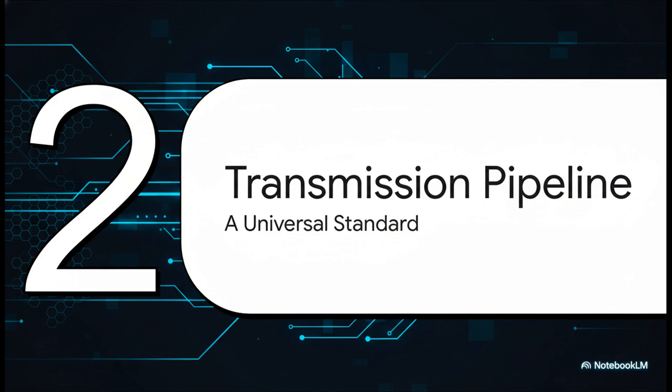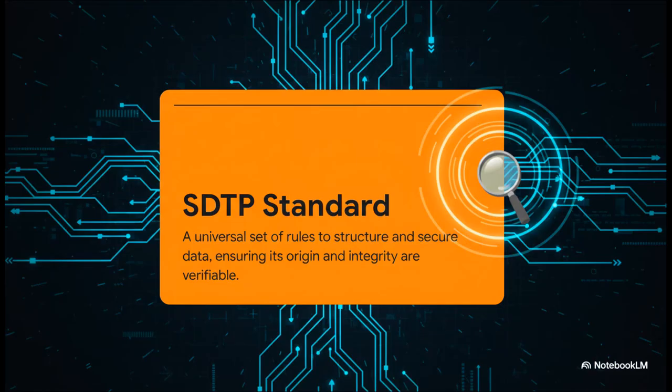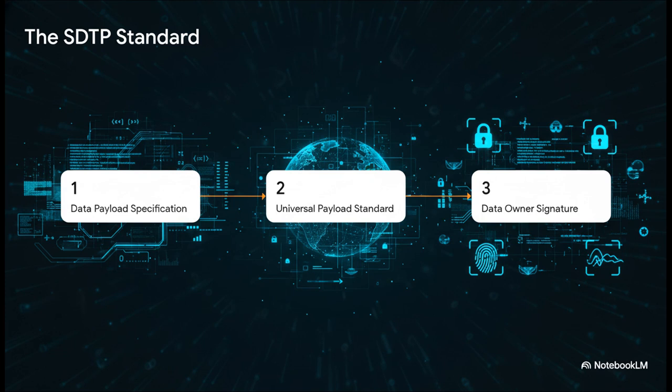And this is all about creating a universal standard for exchanging data. This whole pipeline, it runs on something called the SDTP standard. Now, the key word here is universal. This isn't some proprietary system that one big company owns. It's more like a common language that everyone can speak. It's what guarantees your data's origin and its integrity can be checked and double-checked, no matter where it goes online. So what are these rules exactly?